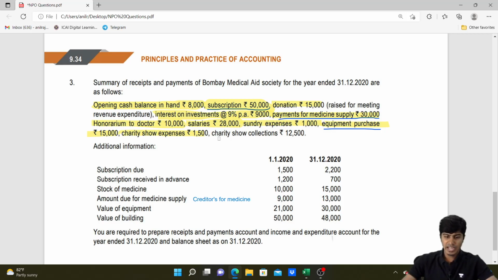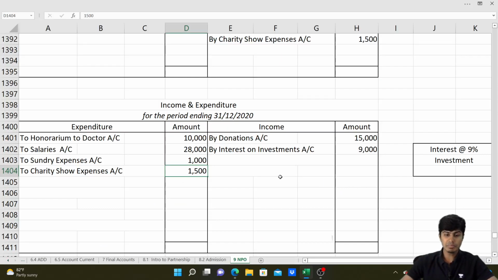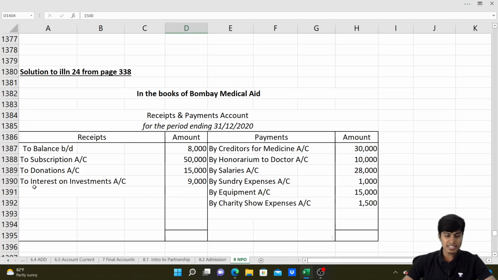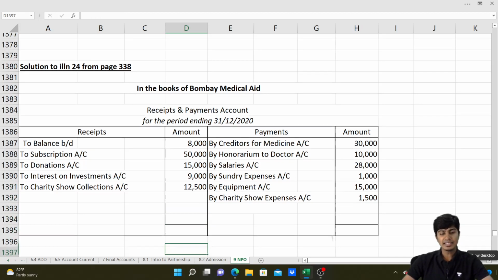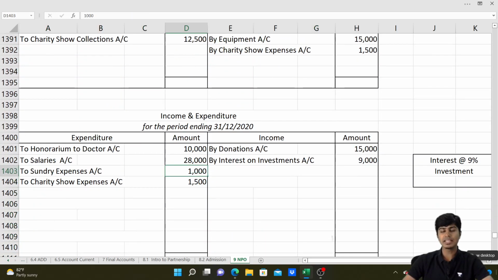Then we have charity show collections of 12,500 rupees. This is receipt and income. In my receipts and payment, on the receipts side, I'll write to charity show collections 12,500. Money is collected and this money is my income. So in my income and expenditure, on the income, that is credit side, I'll write by charity show collection 12,500.